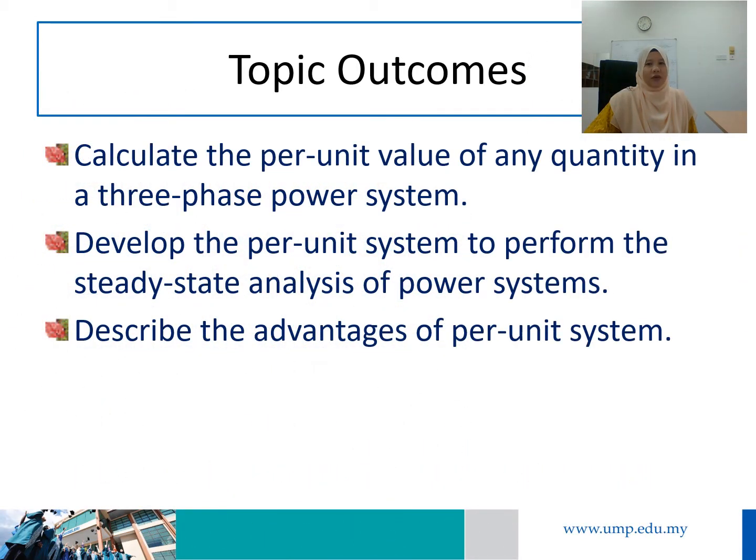So the topic outcomes for this chapter, first, is to calculate the per unit value of any quantity in a three-phase power system. Second is to develop the per unit system to perform the steady state analysis of power systems. And number 3 is to describe the advantages of the per unit system.